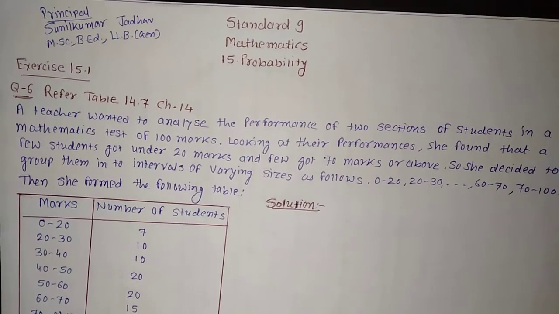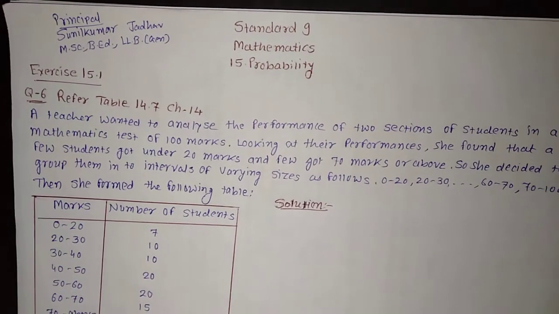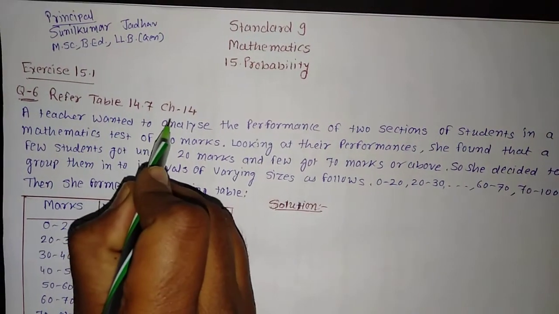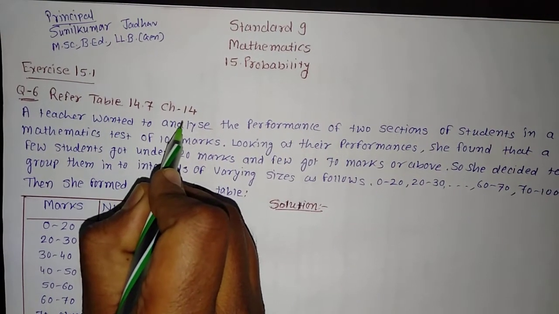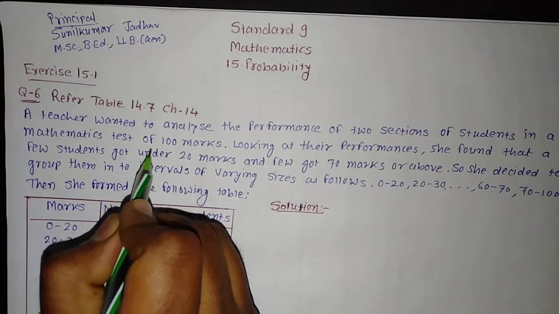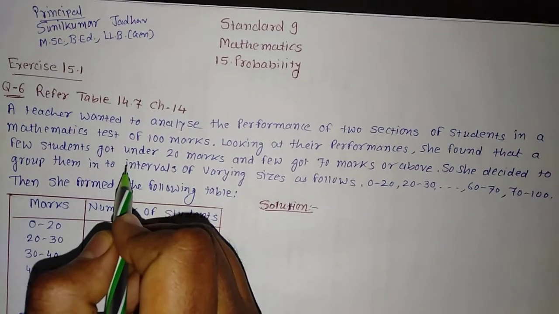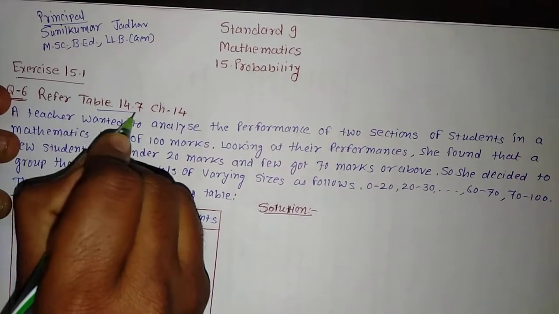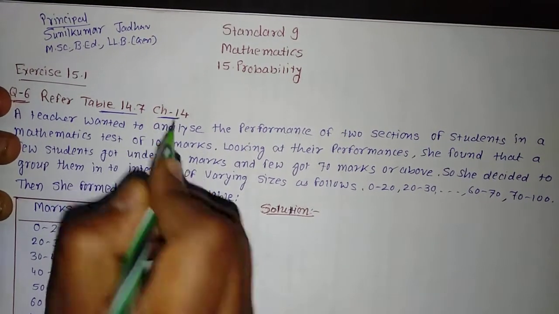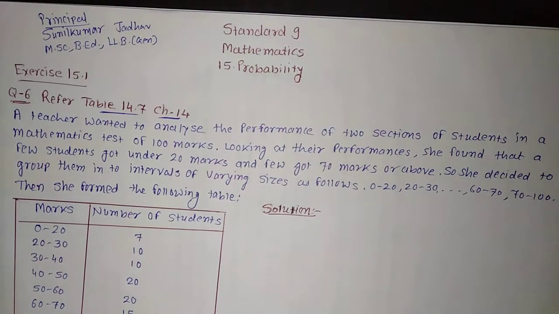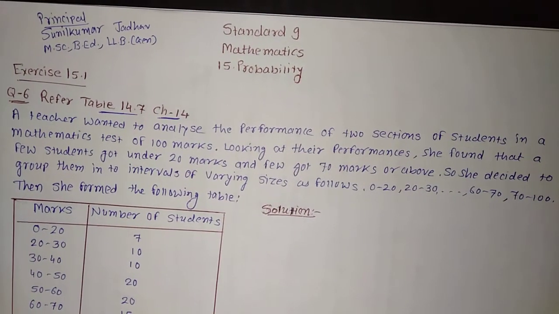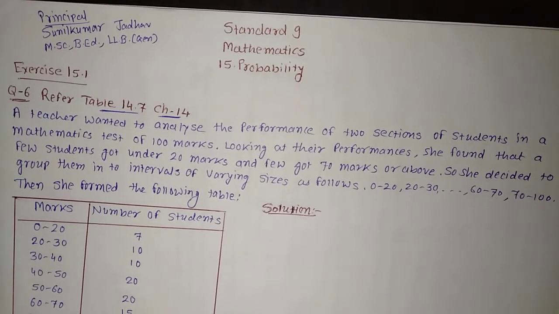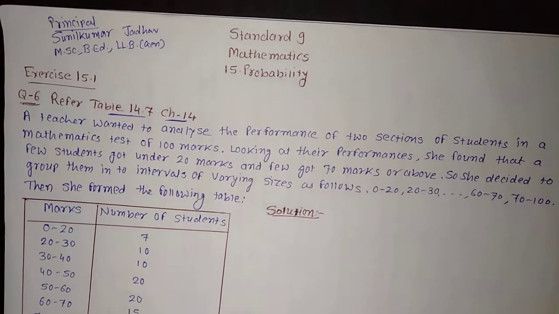Let us begin question number 6, exercise 15.1. Refer table 14.7 of chapter 14. Whatever the data is given, I have already written here, you should see in your textbook that table 14.7, which is given in chapter number 14. That data we need to take and find the answer of the question which has been asked below. First of all, let us see the data.